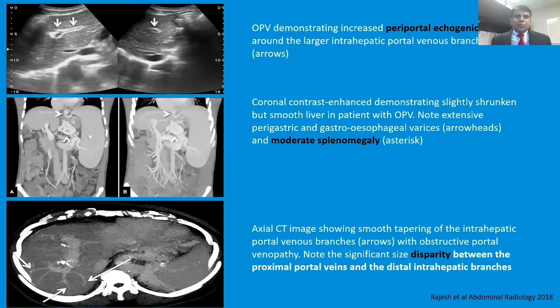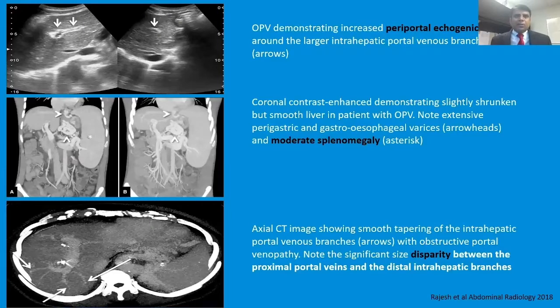In non-cirrhotic portal hypertension, we may find changes in imaging that could lead us in the right direction. Findings of note here in ultrasound are hyperechoic area adjacent to the larger branches of intrahepatic portal vein. This hyperechoic boundary on cross-section is probably thought to represent fibrosis around the portal vein, causing reduction in the lumen of the branch of the portal vein, as you can see here.